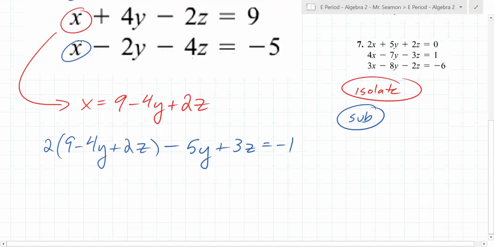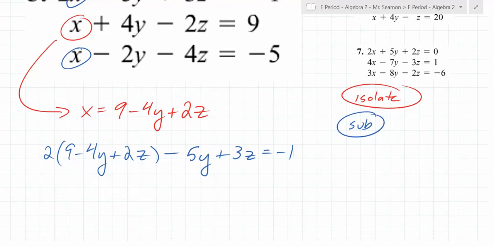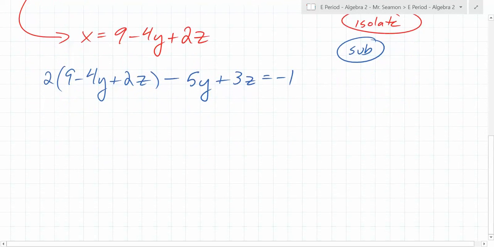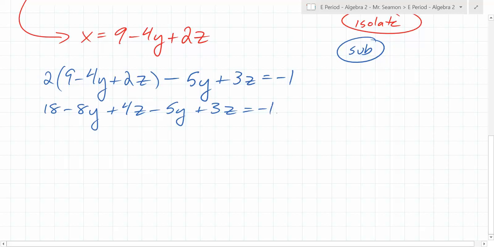Let's simplify this one first before we do the third. If we simplify this, what's that one word you need to remember at this point? Distribute. 18 minus 8y plus 4z minus 5y plus 3z equals negative 1. Now what do I do after distributing? Combine like terms. So on the left, how many z's do I have? I have 7 z's, I think. Oh, I thought you meant 2. Okay. I have a z, 4 of them and 3 of them. How many y's do I have?